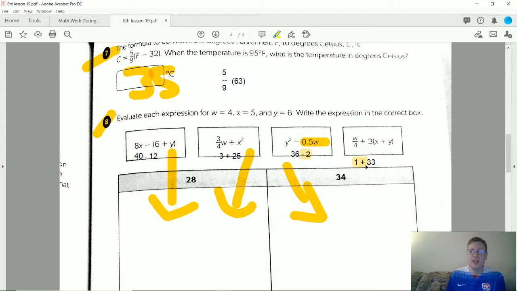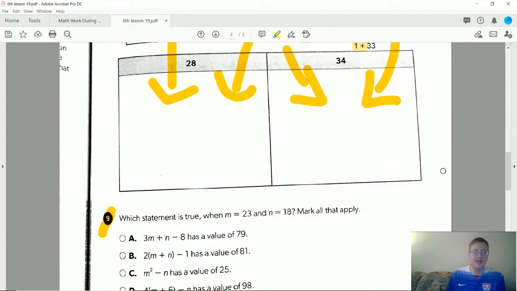And then 1 plus 33, so 4 over 4 gives us a whole number. Add both of these together to get 11. 11 times 3 gives us 33 for that. And so that one would go here.